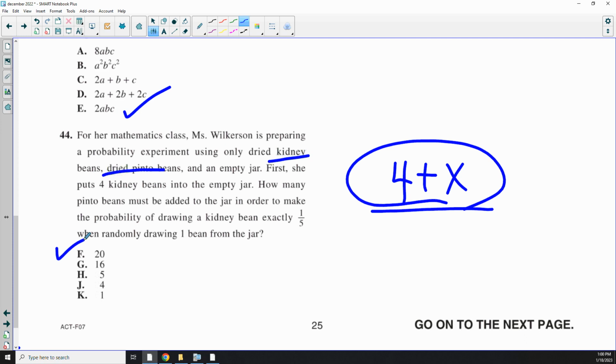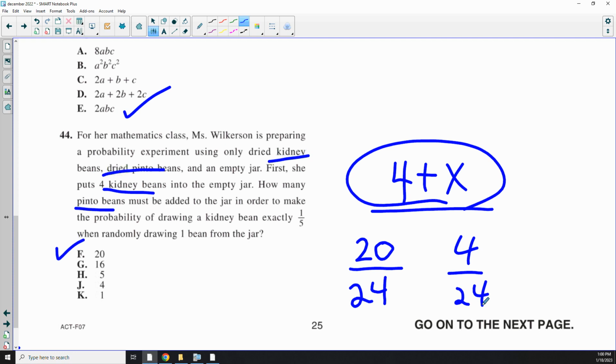Well, let's try 20. If I add 20, there would be 20 pinto beans over 24. I'm sorry, I'm doing it backwards. There would be 4 kidney beans over 24. That doesn't make 1 in 5. The answer you're looking for is 16, because if I add 16 to the bottom, I would get 20, and there would be 4 over 20, 1 over 5 chances, so the answer is 16.